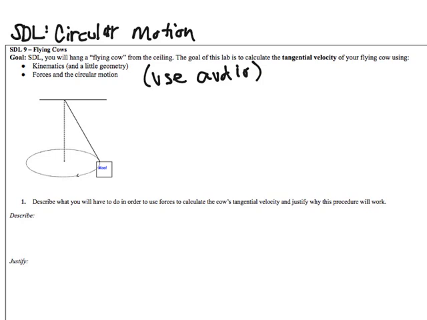Alright, so now that we've cleared that, hopefully you saw the flying cows in lab today in class. So we're going to have to do both kinematics and forces to figure out the circular motion, and what we want to find is the tangential velocity. There's basically two equations we can use to do that.